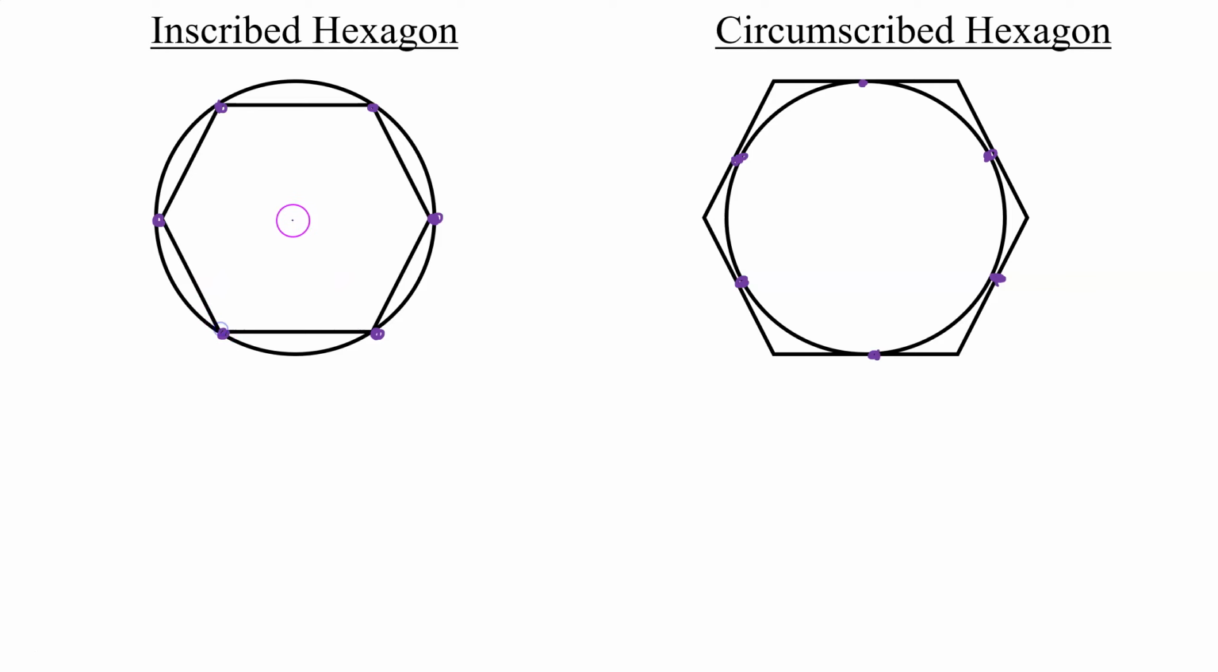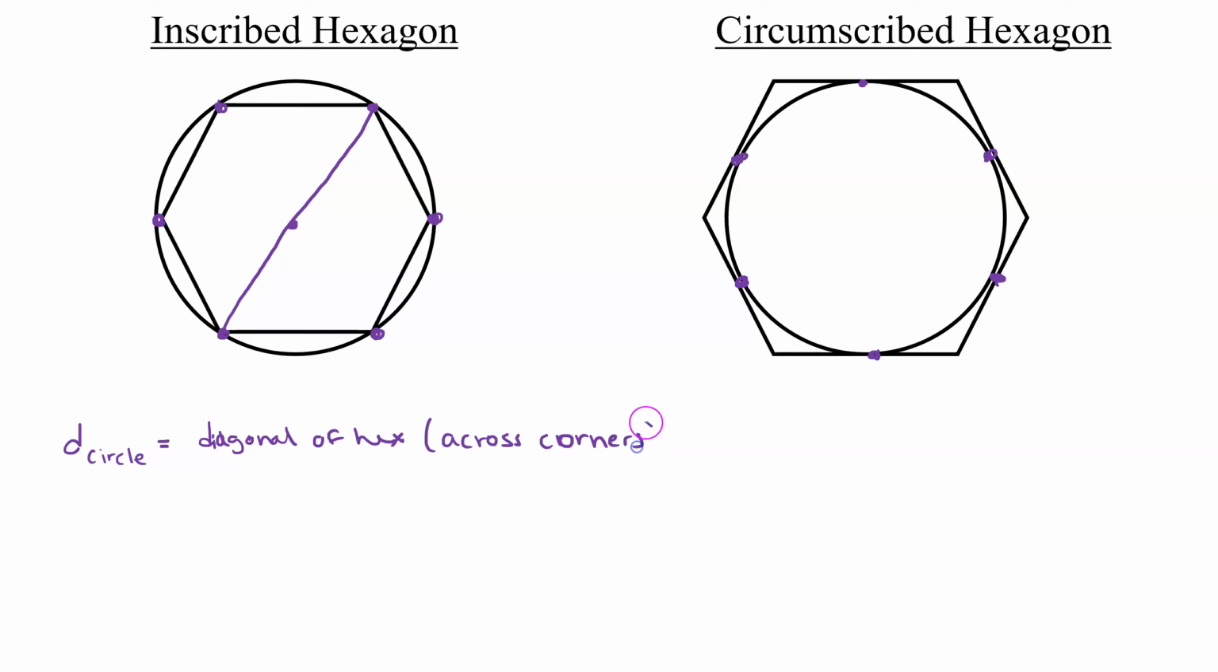First, relationships. Let's draw the diameter of the circle. So the diameter of the circle is equal to the diagonal of the hexagon, but we have to be sort of specific here and say across corners. So you can see how we're going from an angle to an angle here.